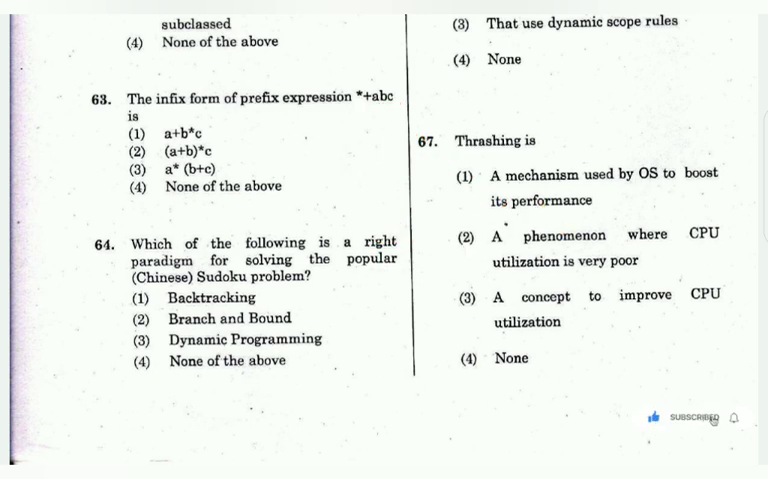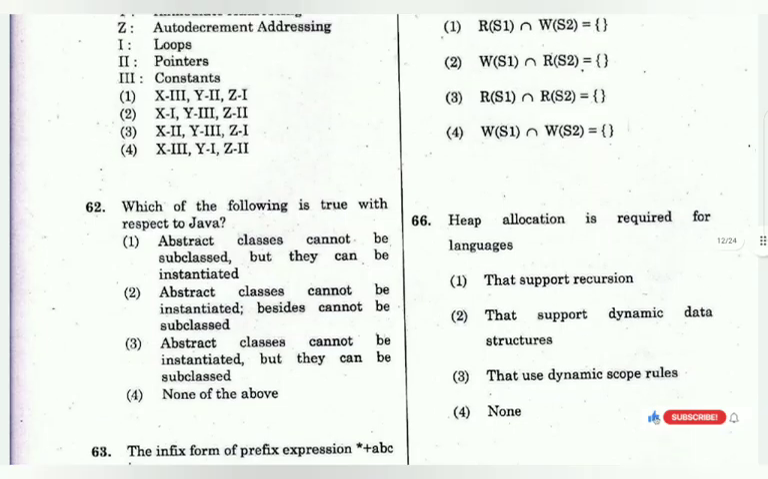Which of the following is the right paradigm for solving the popular Sudoku program? Sudoku solving involves trying different number placements and backtracking when conflicts occur. Backtracking is the most suitable paradigm as it explores possible solutions recursively and undoes invalid choices. So option 1, that is backtracking, is the correct answer.